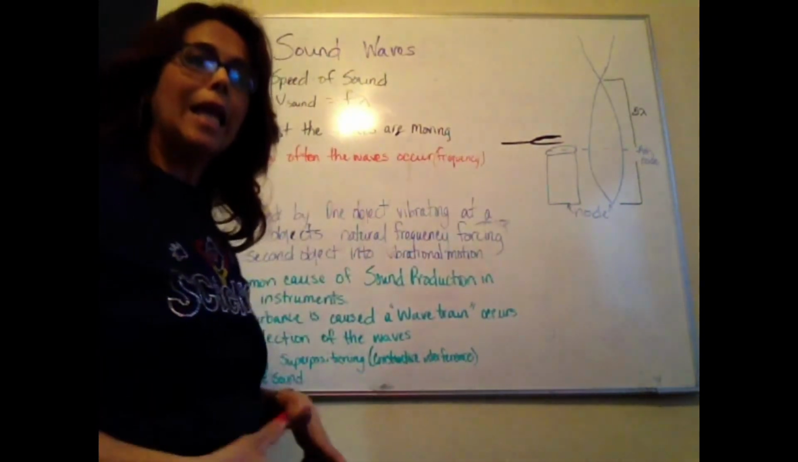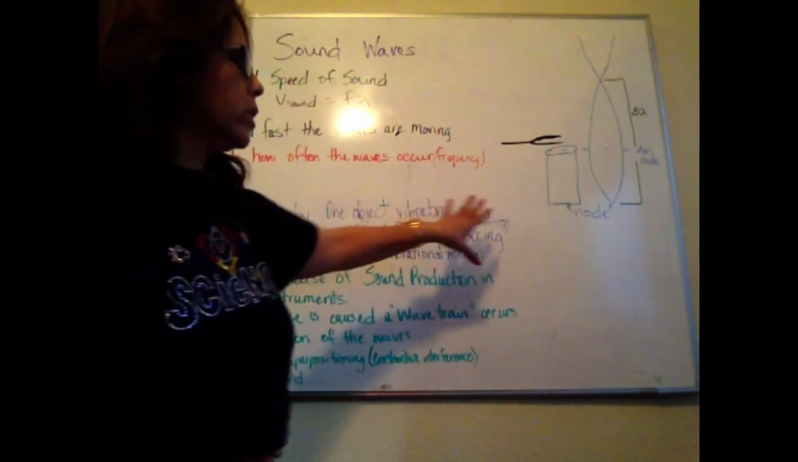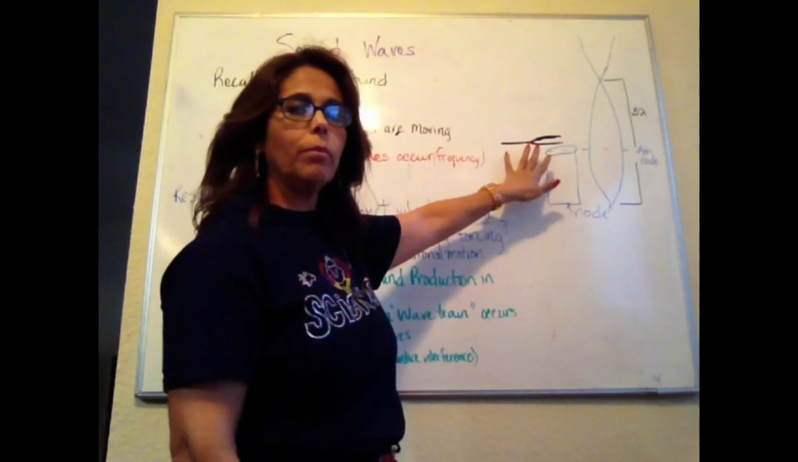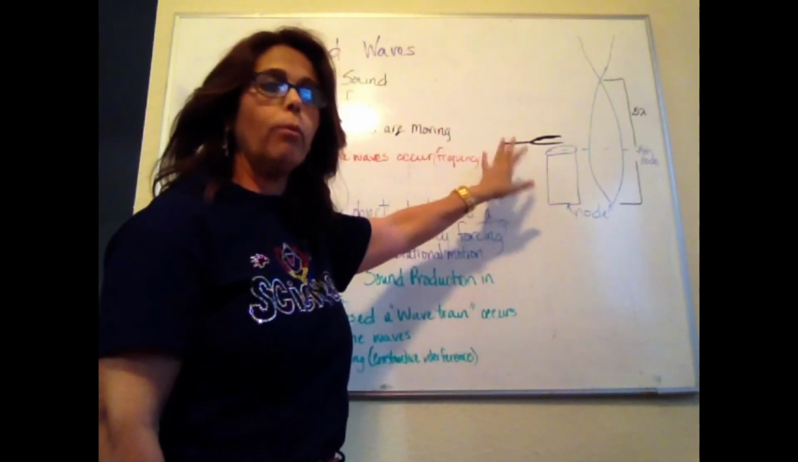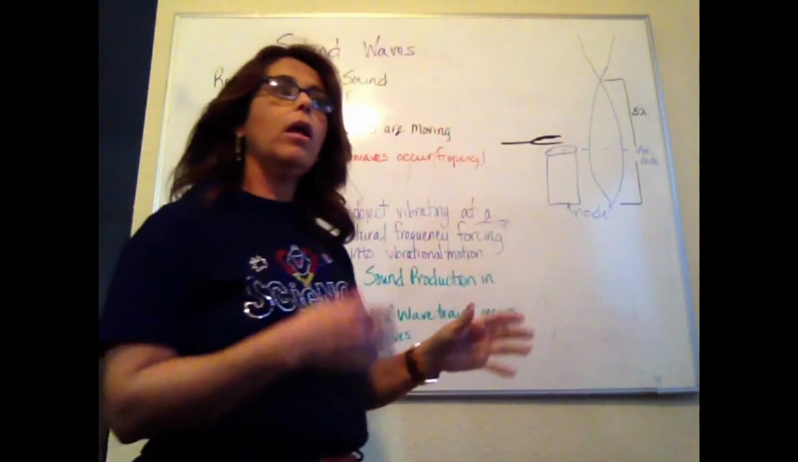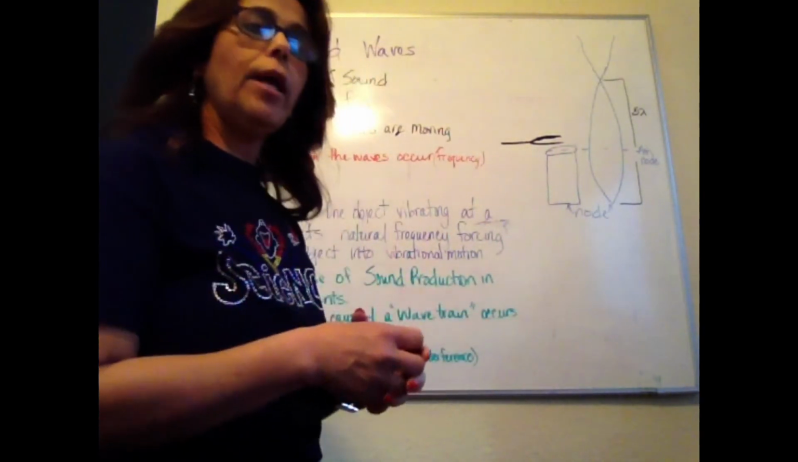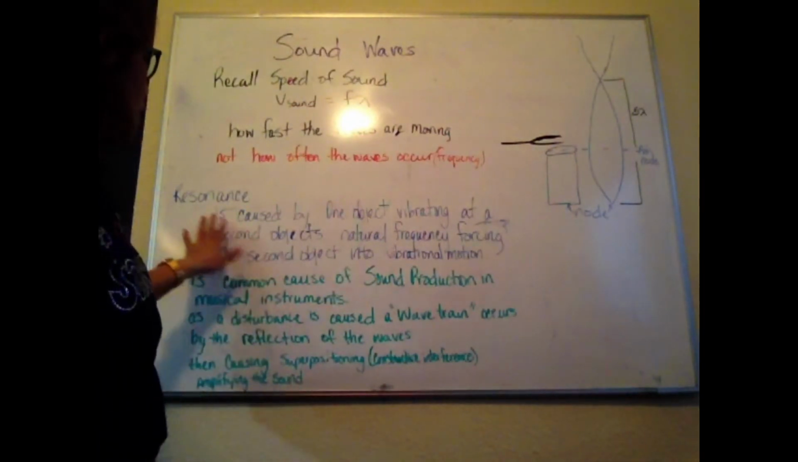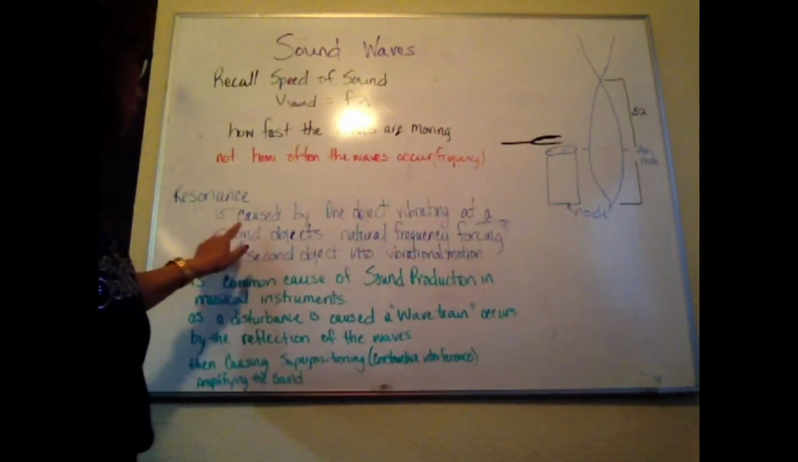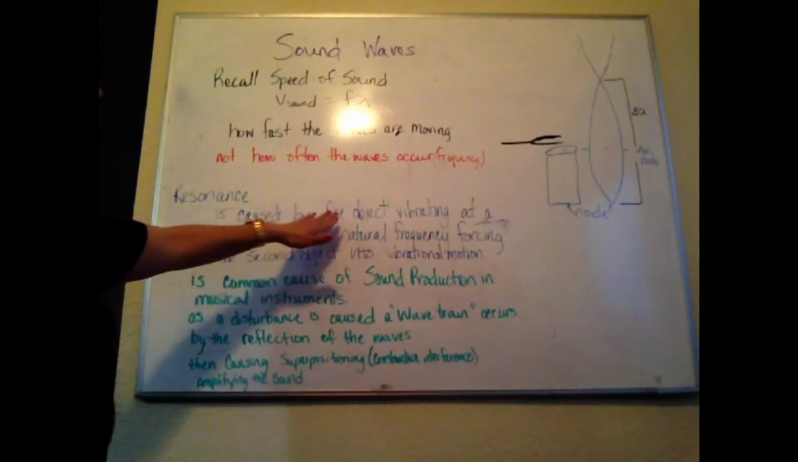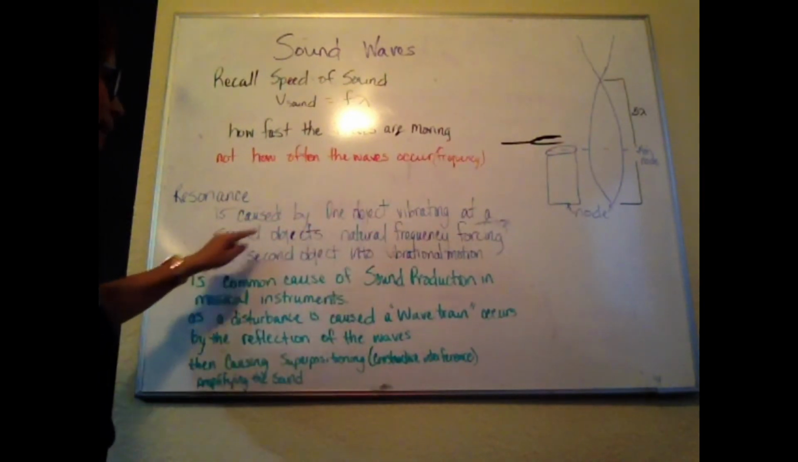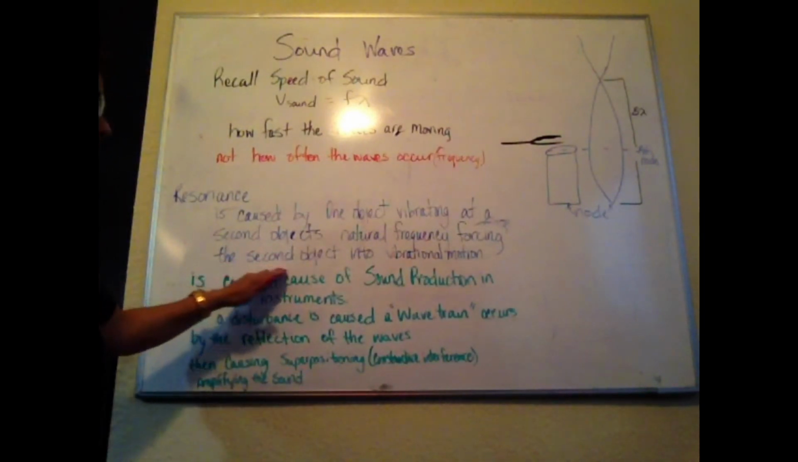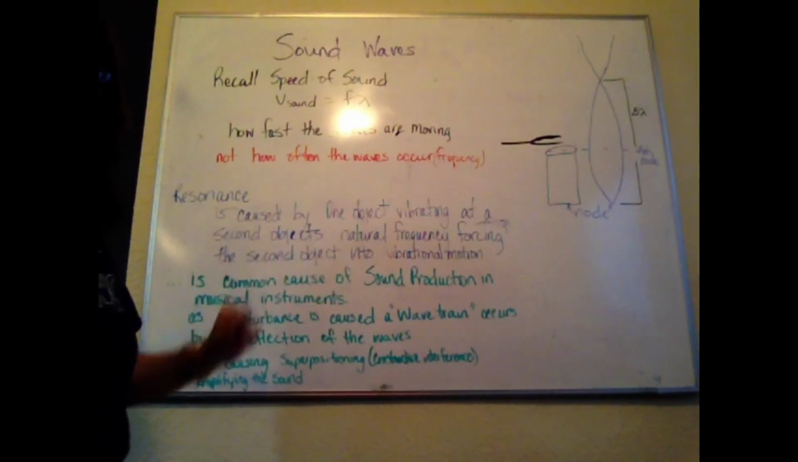Now, if you can get a material, say this was made out of glass and the tuning fork touches the glass, it can actually make the glass itself, not just the air, but the glass piece itself, vibrate with so much energy that it causes it to shatter. So this is our basic idea of resonance. It is caused by one object vibrating at the second object's natural frequency. Key to that is forcing the second object to vibrate into vibrational motion.